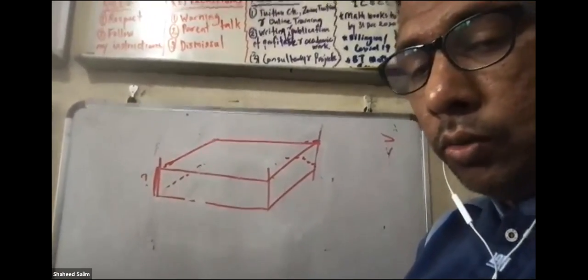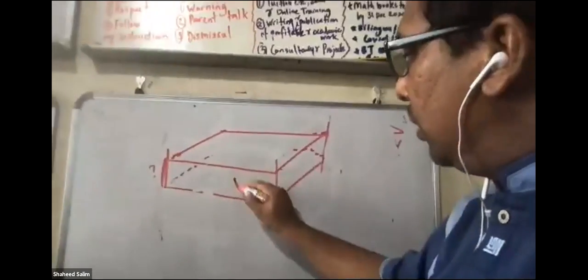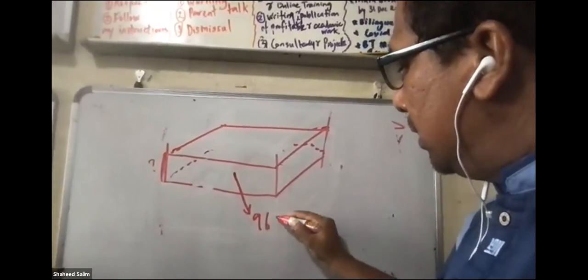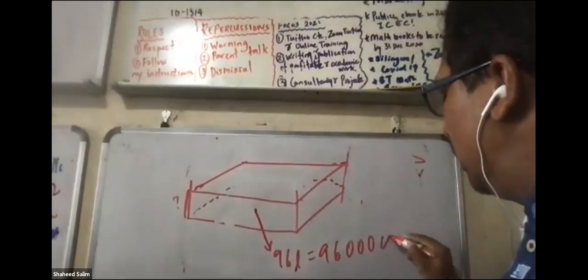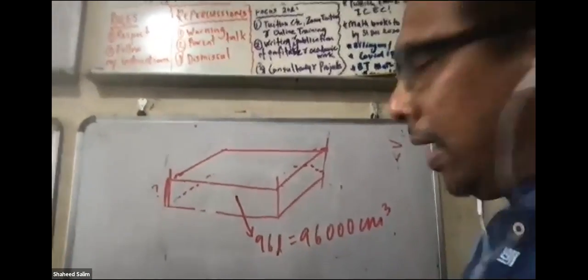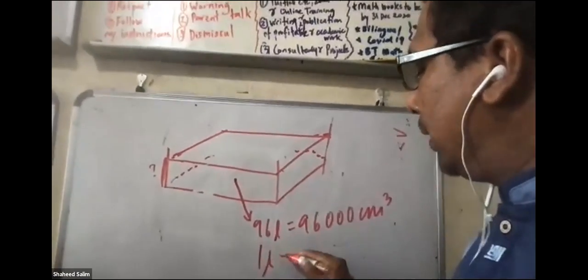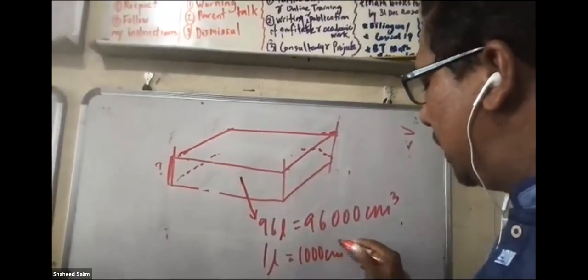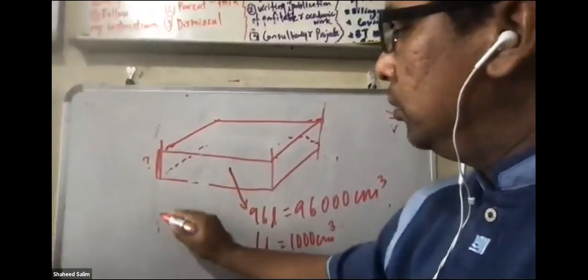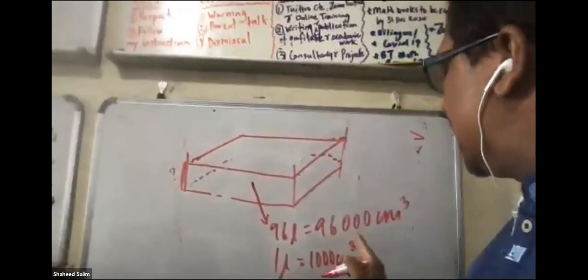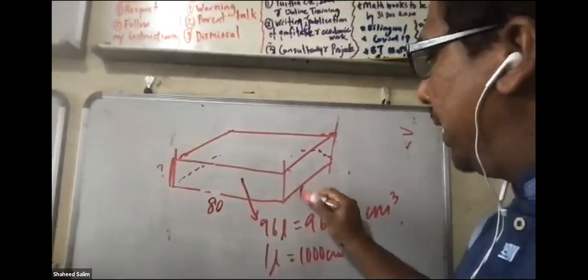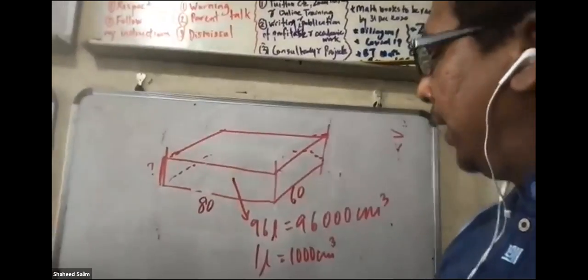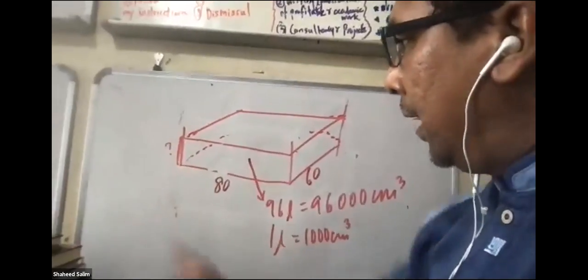So what to do? They tell you this volume here is 96 liters, which is the same as 96,000 cm cube. You see why? Because 1 liter is 1,000. They even tell you in the question. So this volume is 96,000. You've got the length, that's now 80. The breadth is 60. You want to find what? You want to find the height. Height of this ice cube.